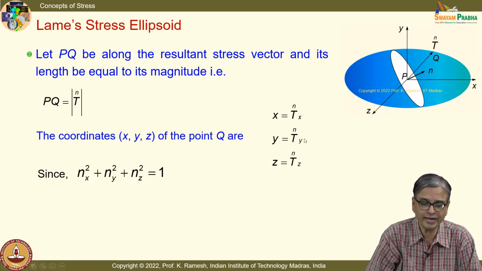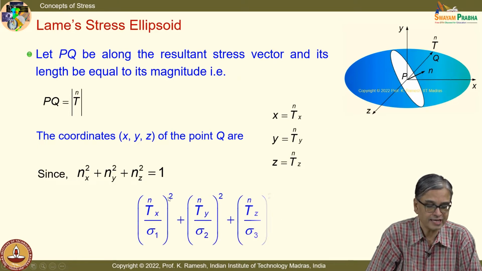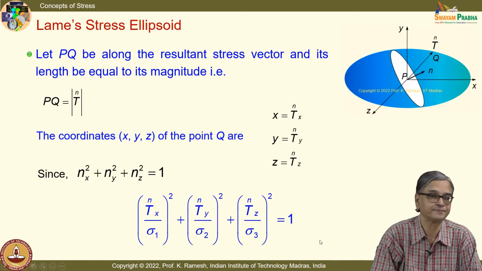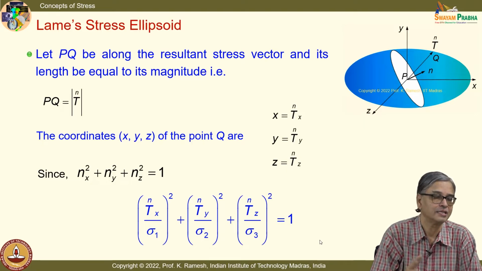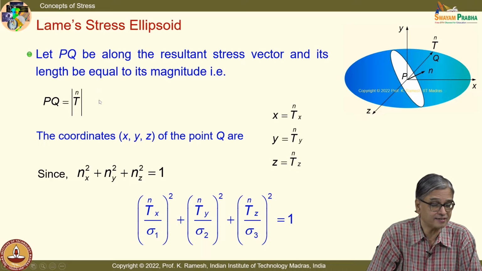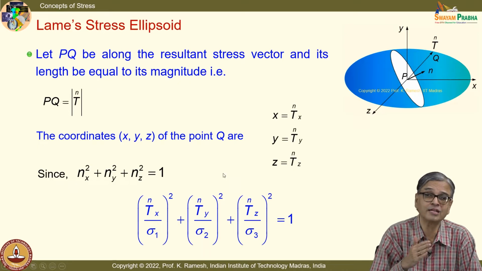So, now when I decode using this expression, I get the expression as (Tnx by sigma 1) whole square plus (Tny divided by sigma 2) whole square plus (Tnz divided by sigma 3) whole square, that equals 1. So, this is nothing but an ellipsoid of revolution. But you get only the stress vector. But what we found, more than the stress vector, I need to get the normal stress and shear stress. So, there was also another graphical representation.